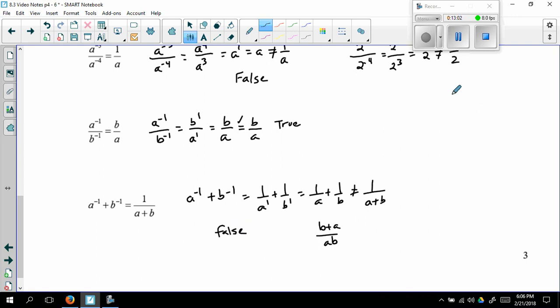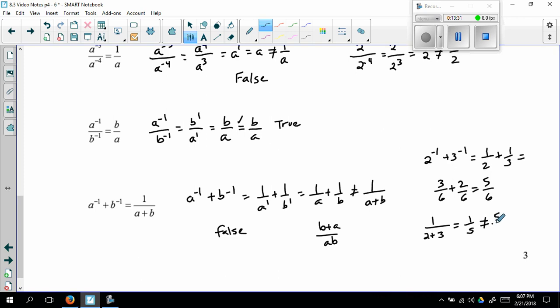And lastly, let's just do an example using numbers. So let's do 2 to the negative 1st plus 3 to the negative 1st. That's the same thing as 1 over 2 plus 1 over 3. 1/2 plus 1/3, getting common denominators, is 3/6 plus 2/6. That's 5/6. Okay, and then 1 over a plus b would be 1 over 2 plus 3. 1 over 5 is not equal to 5/6. So sure enough, that is false.